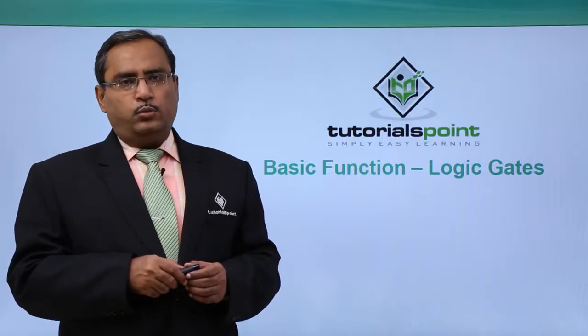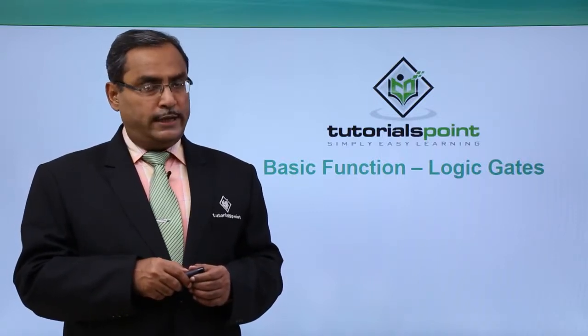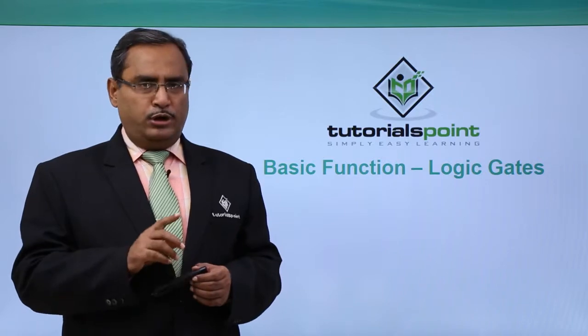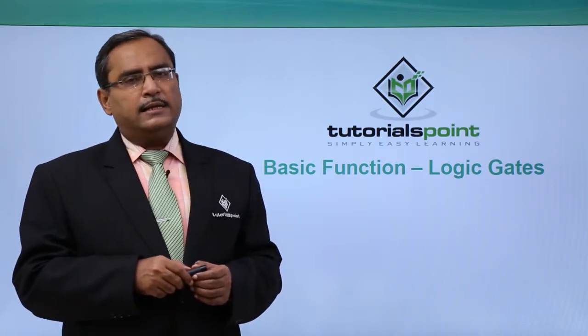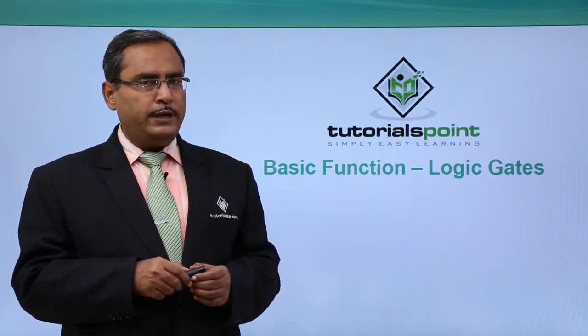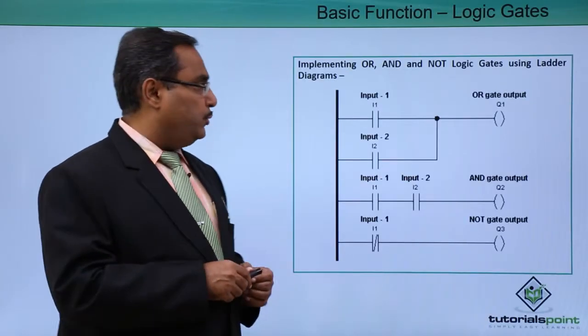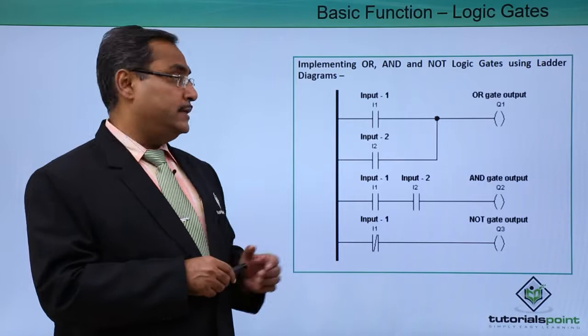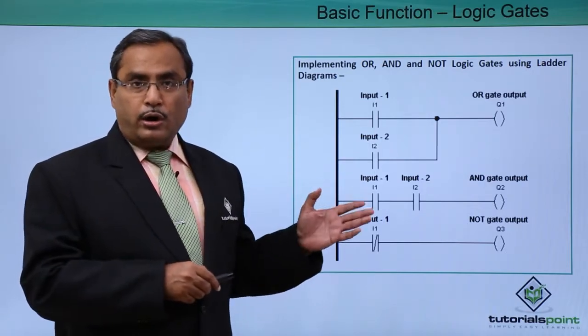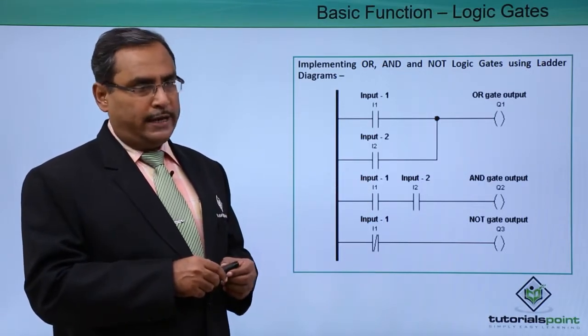In this session, we are going to discuss 7 logic gates. Out of them, 3 will be the basic logic gates and the remaining 4 will be your derived logic gates. So, now let us start with the basic logic gates. They are nothing but OR, AND and NOT gates.